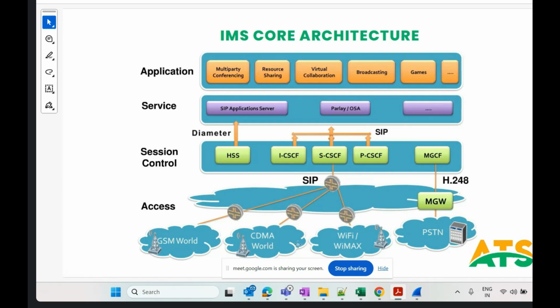How the call happens: the call lands first at the media gateway, a protocol converter, H.248, then the MGCF is there. It checks whether it is a legacy call or a 4G/5G call, and accordingly routes to the CSCF function, call session control function. There is also HSS, and then the services. There is the SIP application server, and multiple applications that you can use from the IMS system: broadcasting, gaming, virtual collaboration, resource sharing, multi-party conferencing, everything.